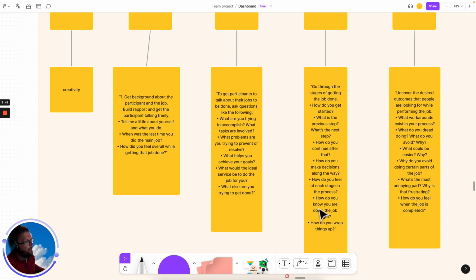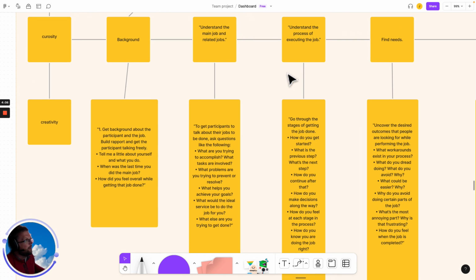And then what would be the ideal service to do the job for you, right? Have them tell you what their ideal solution is, and then ask them, what else are you trying to get done? Right here, you now have the background. You know the steps they take. You understand how they feel. You understand what they're trying to do, what they are unable to do, and in an ideal world, how that process would go. So that's going to let us move into the next part.